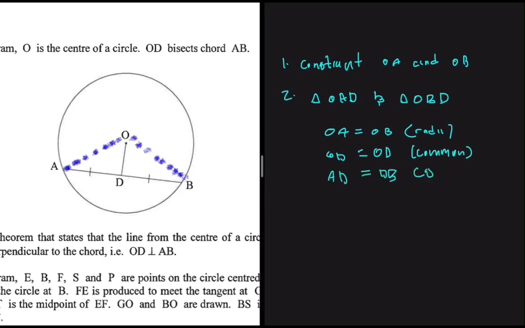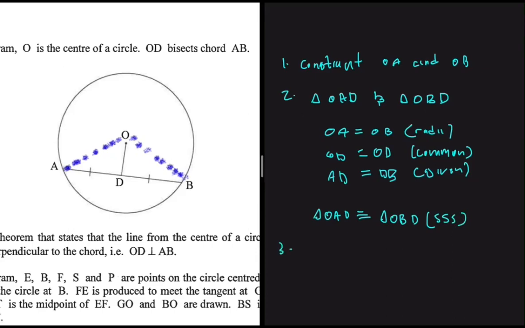That's given. We can clearly see on our sketch that is given to us. So if those three sides are equal, we can then conclude that triangle OAD is congruent to triangle OBD. And why are we saying that? Side. All three sides are equal to each other. And now we can move to the last step.